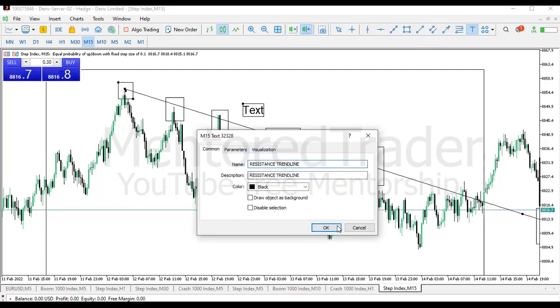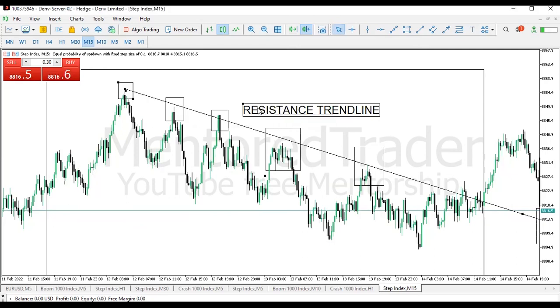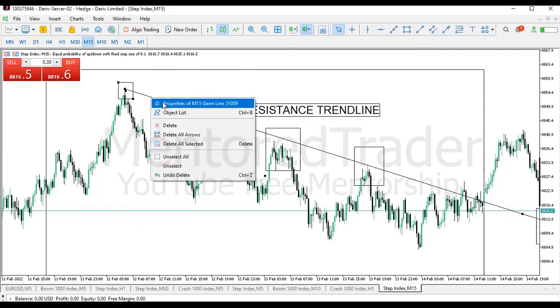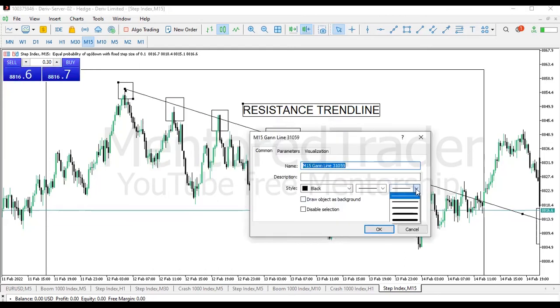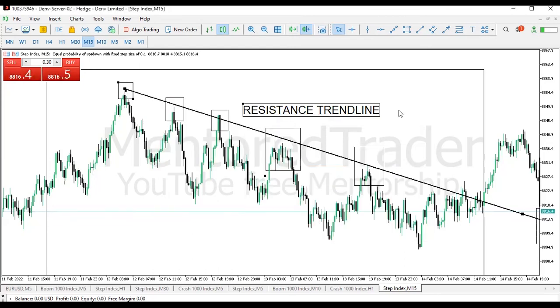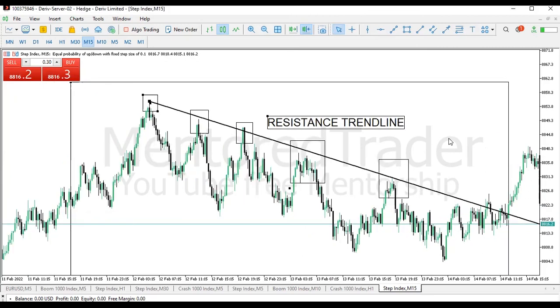Okay. Now I'm using a different platform, this is MetaTrader 5. PC version, it's okay. So if you see these areas, here and here, price was respecting this area.